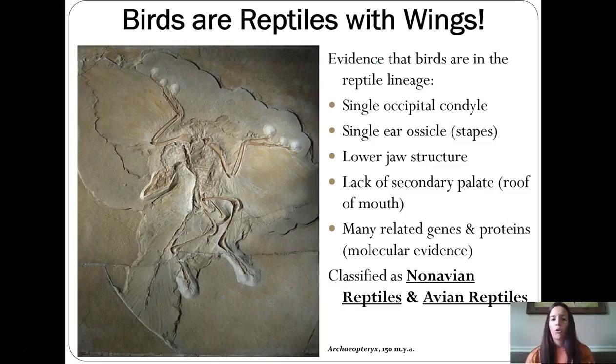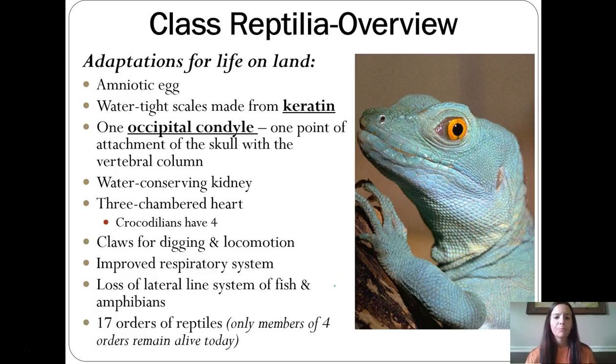So let's get a little bit more into birds and reptiles. So birds are actually reptiles with wings. So there's been a lot of recent evidence as well that birds are actually reptiles. They have that single occipital condyle. They have single ear ossicles, a lower jaw structure. They don't have that secondary palate in the roof of their mouth. And they also have a lot of genes and proteins in common. So technically, there's a classification referred to as non-avian reptiles and avian reptiles.